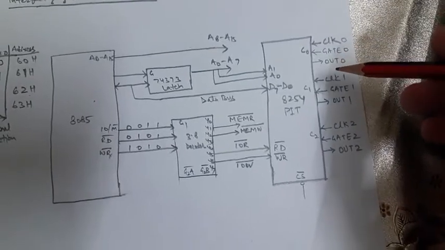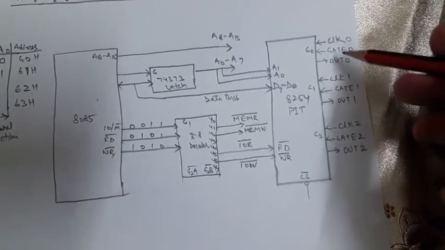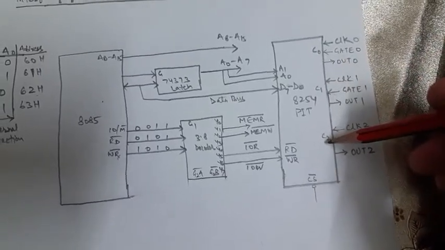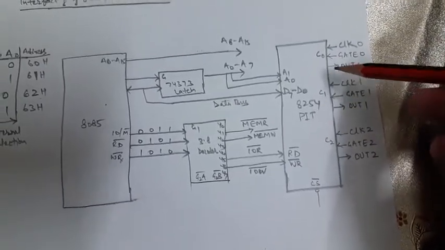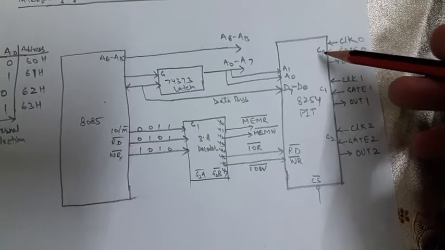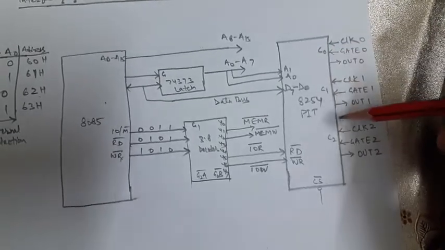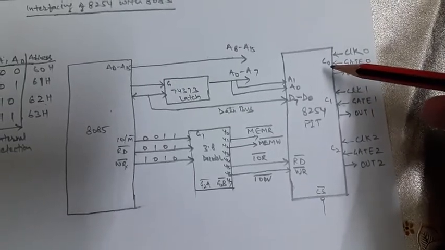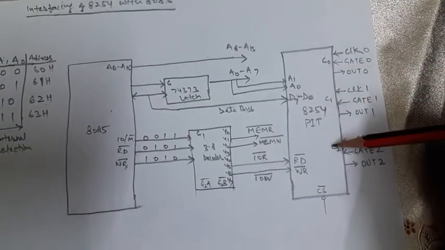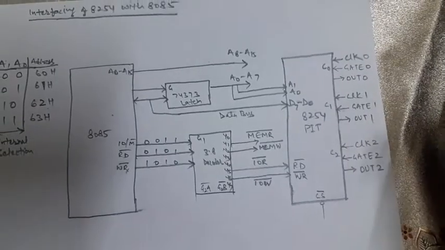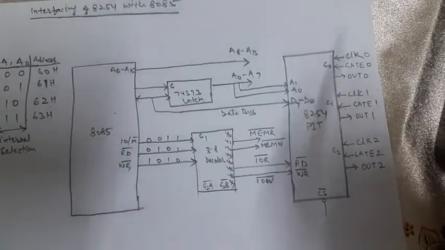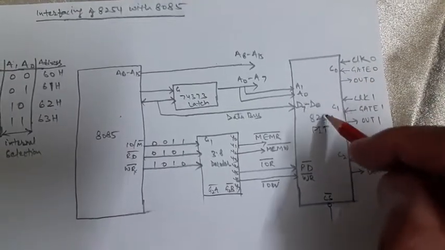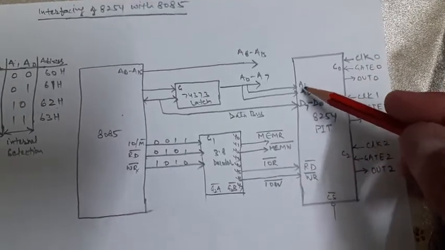Like in 8255 we are having port A, port B and port C. And in 8259 we are having interrupts, IR0 to IR7. And in this 8254 we are having counters C0, C1 and C2, and one control word. So whatever the count or the address comes, that goes to this 8254 through these two pins A1 and A0.